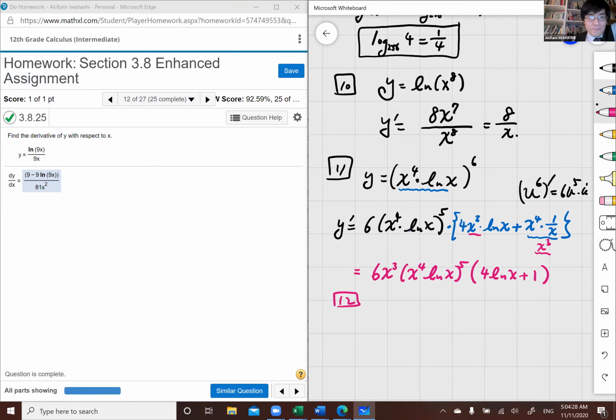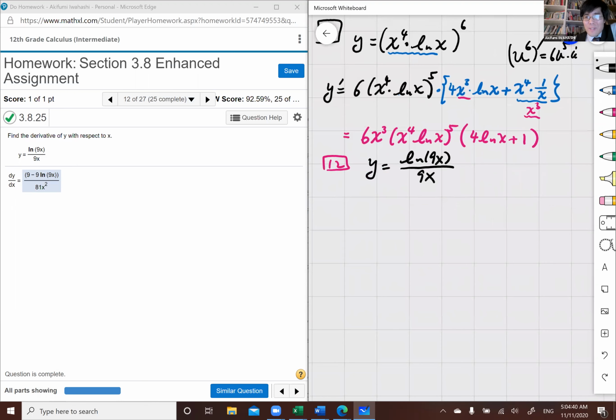Number 12. ln of 9x over 9x. What rule can we use? The quotient rule. Do you remember the quotient rule? It's the denominator squared, in the denominator, and in the numerator, derivative of the top times the bottom minus the top times derivative of the bottom. So we want to apply that rule.